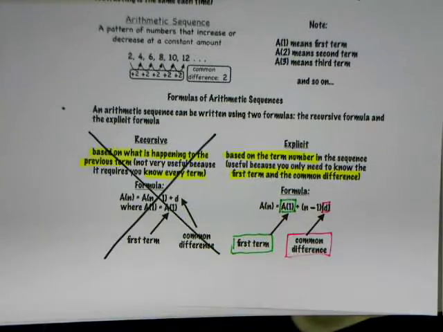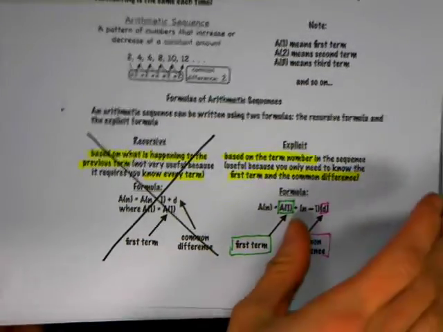Okay? So we're going to do 3 types of problems. First, we're just going to identify which ones are arithmetic and which ones aren't. And then we're going to write the formula, and then we're going to use the formula to find a specific term.